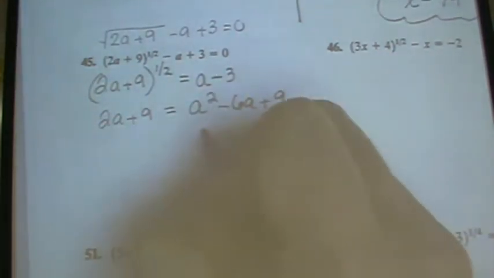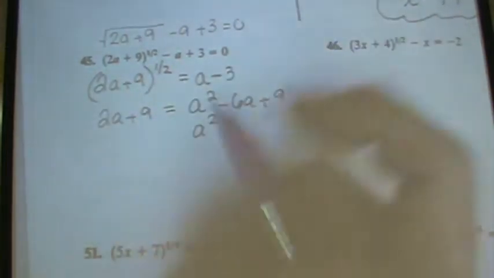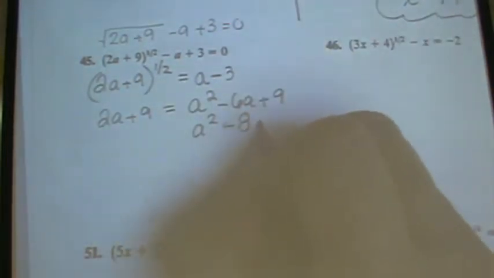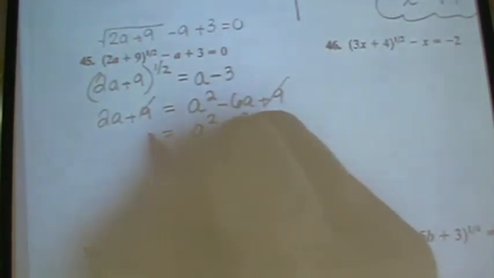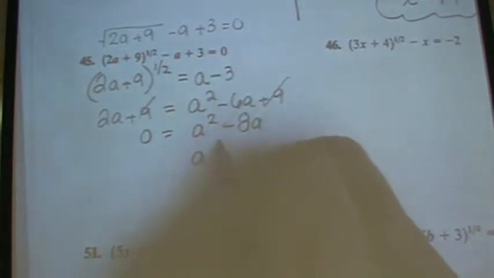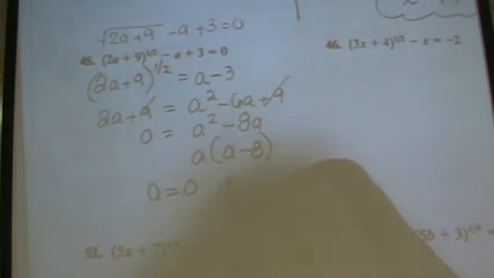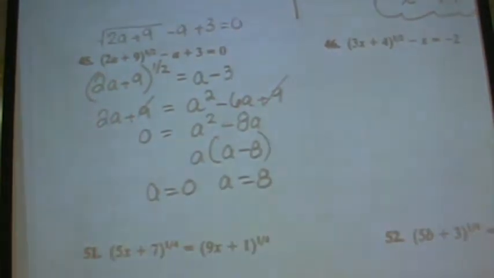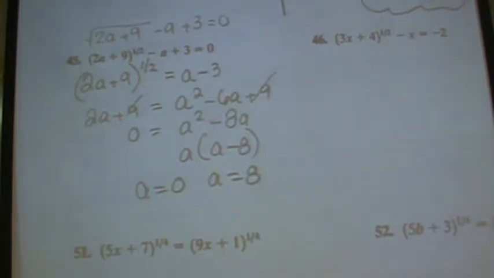Subtract 2a, and subtract 9. These 9's cancel. So this one, you're going to factor an a out. And your two possible answers are 0 and 8. And check these ones and see which ones work.